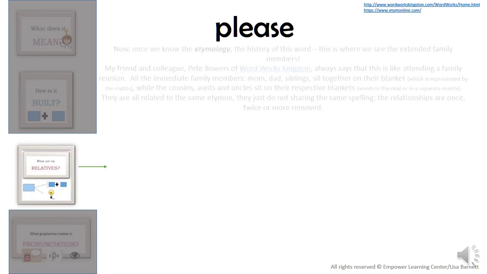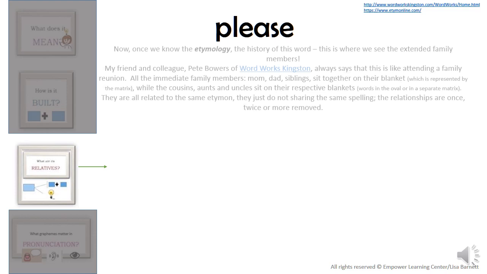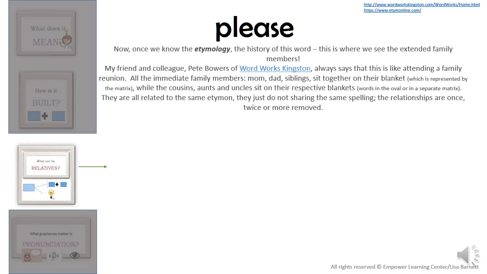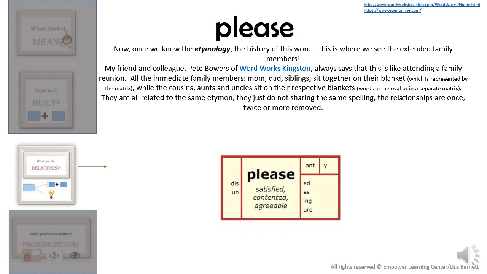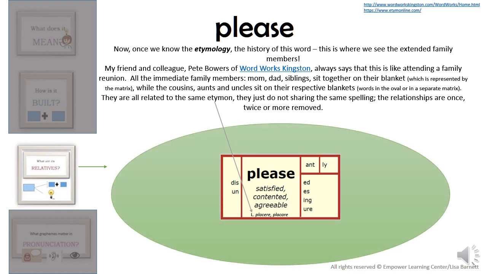Looking at the relatives further, once we know the etymology, the history of the word, that's where we can see extended family members. My friend and colleague Pete Bowers of WordWorks Kingston always says that this is sort of like attending a family reunion. All the immediate family members, the mom, the dad, and the siblings, sit together on their blanket, which is represented by a matrix like this one, while the cousins, the aunts, and the uncles sit each on their respective blankets, which are sort of represented by words in the oval or perhaps even a separate matrix. They're all related to the same etymon, they just don't share the same spelling.